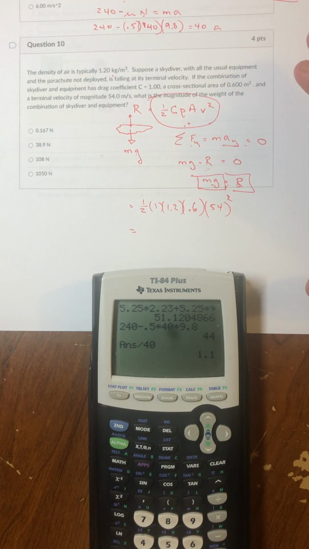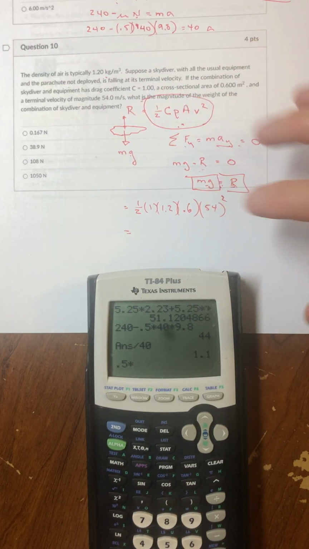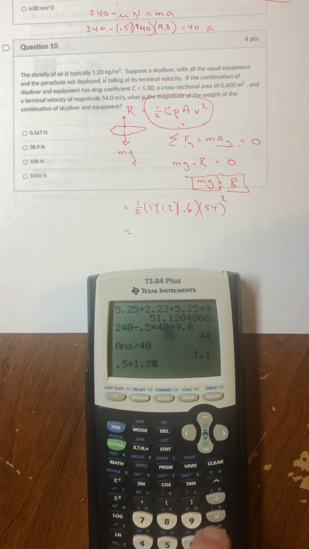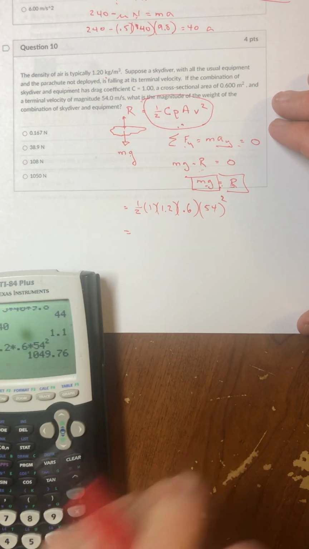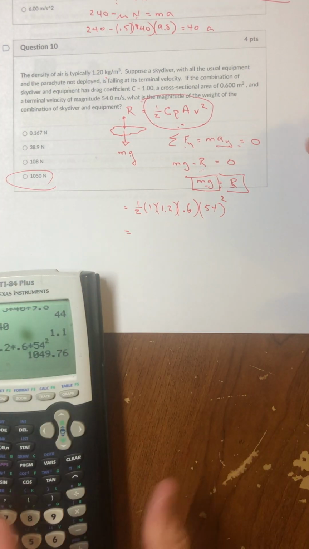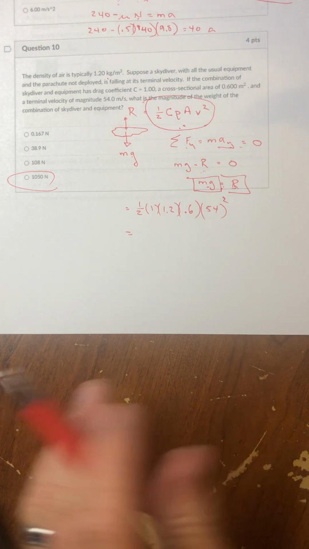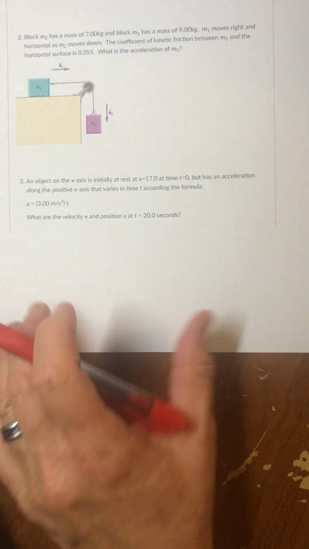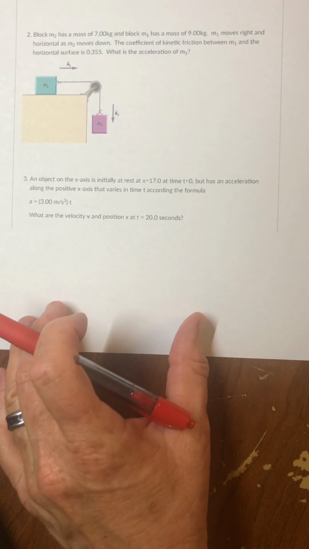Okay, so now I can put things into my calculator. 1/2 times 1, I'll skip that. 1.2 times 0.6 times 54 squared, and it looks like we're at about 150, and so it looks like D there, or the fourth one down, would be the best answer for that one.